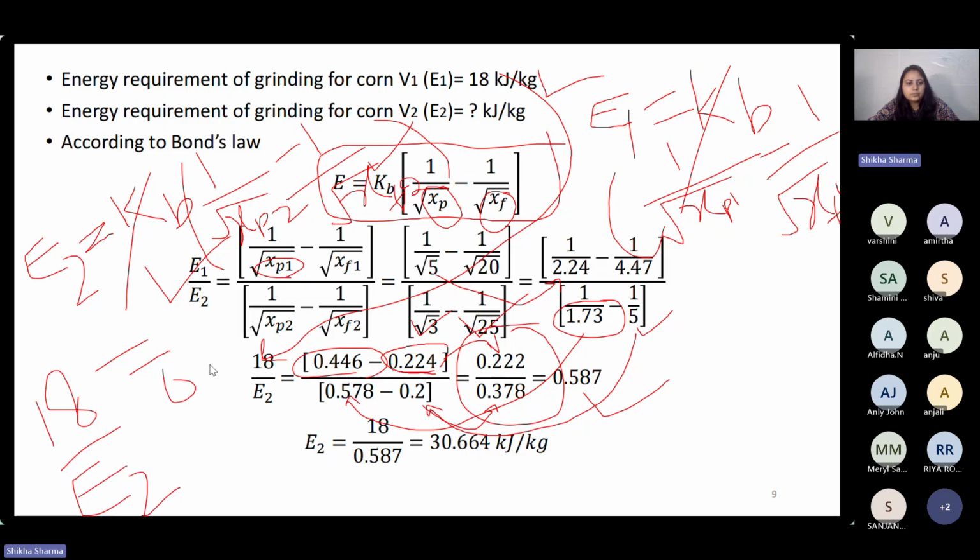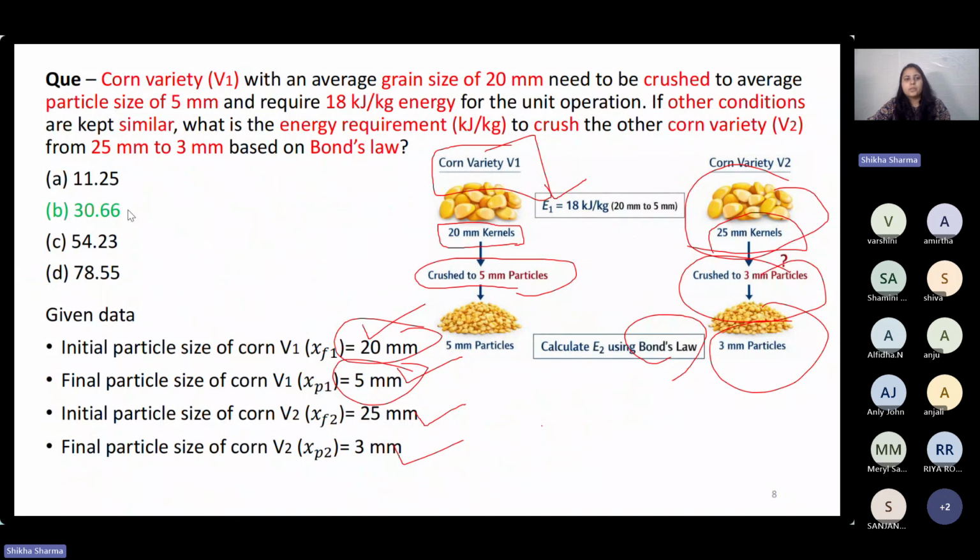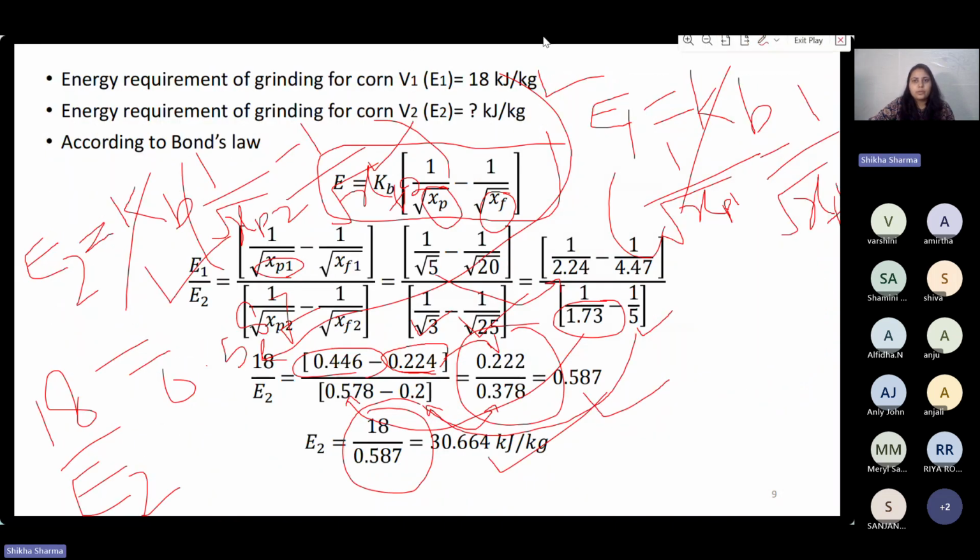So 18 divided by E2 equals 0.587. When we solve this, E2 will be 18 divided by 0.587, and it gives 30.664 kilojoule per kg, which is option B here. Is this question clear to everyone? Can we move to the next question?